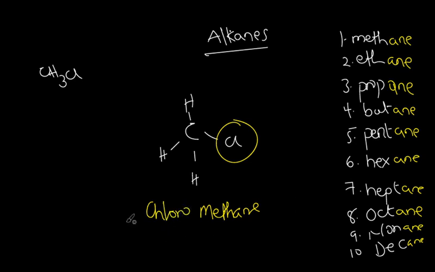So the name of this compound is what? Chloromethane. Mind you, you write them together, you don't put a space between them. It's because I named the parent structure first. That is how come you have that space. So for this example, this compound is called what? Chloromethane. Now let's try another example.